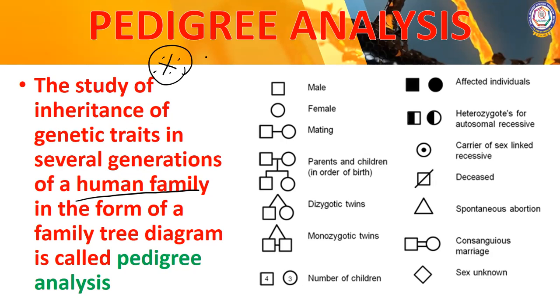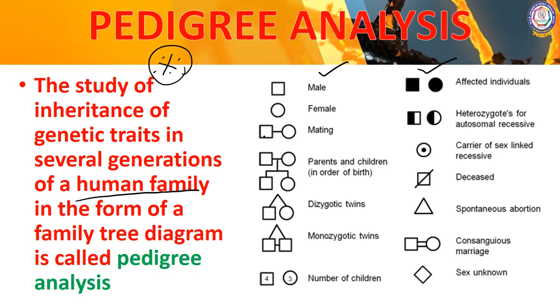Later I'll show you a video about the various problem solving in pedigree analysis. Here we'll see just the introduction: what is pedigree analysis and what the symbols denote. So here you can see the various symbols with their characters. The square represents male and the circle represents female.